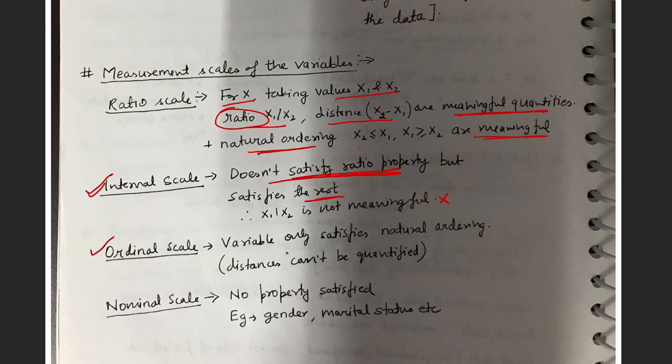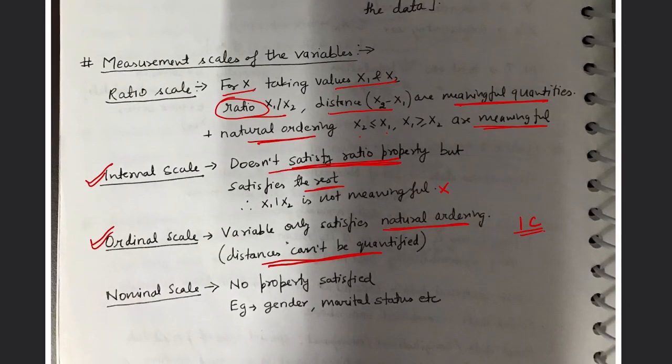Then we have the ordinal scale. The variable here only satisfies natural ordering, like we see in indifference curve analysis. So distances cannot be quantified in this. Then we have the nominal scale, where none of the above properties are satisfied, for example gender or marital status like male, female, whether you are married or unmarried, etc. So these are nominal scales. So these are the basics, right? Whatever we have covered is the first part of the basics of econometrics.